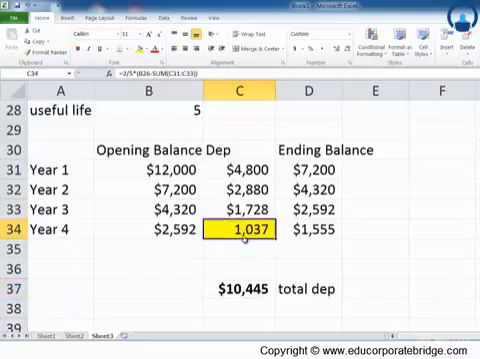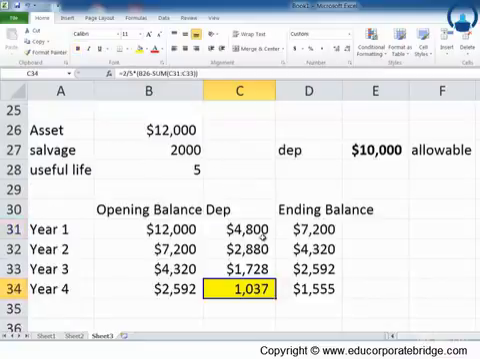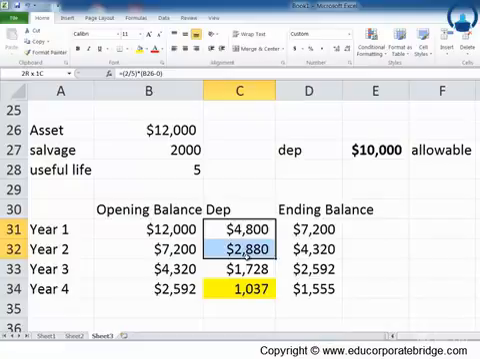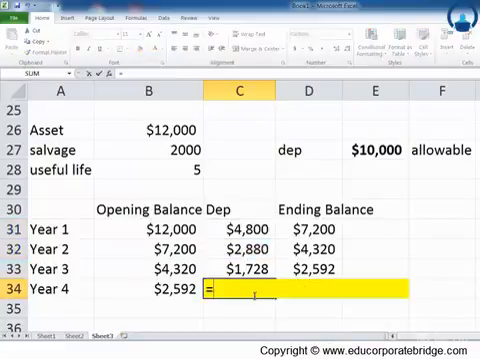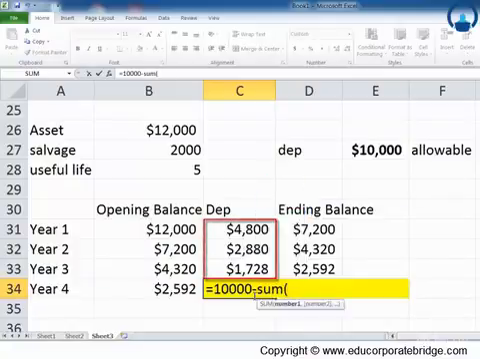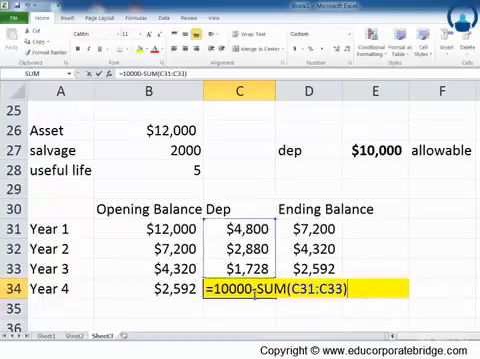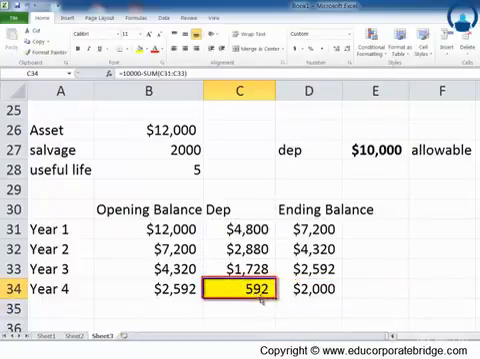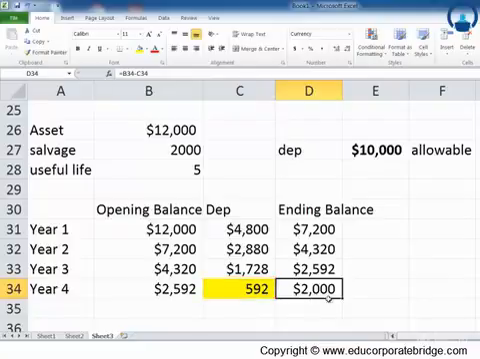So what we need to look at is this highlighted number in yellow. This needs to be a plug figure instead of a formula. So a plug figure would ensure that the total depreciation is not greater than 10,000. So I'll put a plug figure by calculating it in a reverse way. 10,000 minus the sum total of the earlier accumulated depreciation. So my depreciation amount comes out to be 592, so that my ending balance is 2000.